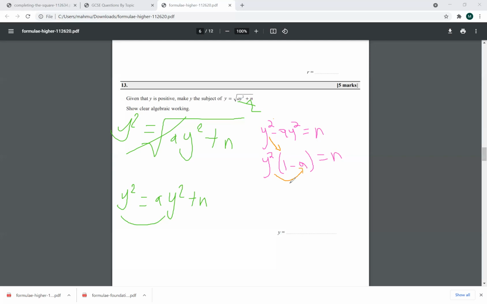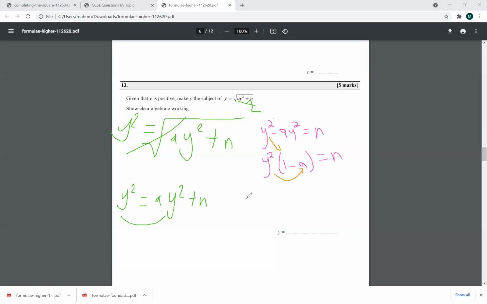Now, I've got this. The first thing I could do is square root both sides again. Why will I square root both sides? Because otherwise it's not fair. On each side, you need to do it on both sides. Why will I square root both sides?